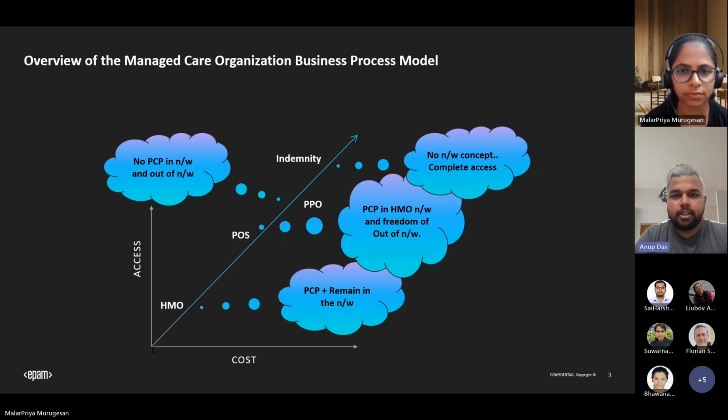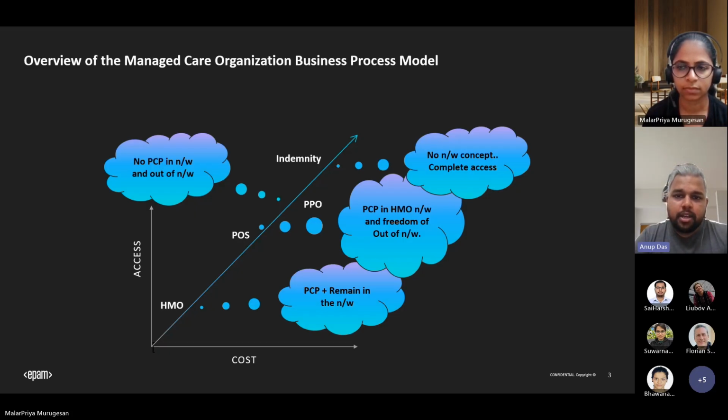Hello, everyone. Nice meeting you. Today's claims processing session one, and as you can see here is a plot of cost versus access graph. So before going into this, let me tell exactly what a managed care organization business process model is all about. It's basically a framework that outlines the structures and the key components of a managed care organization's operations and its revenue generation model.